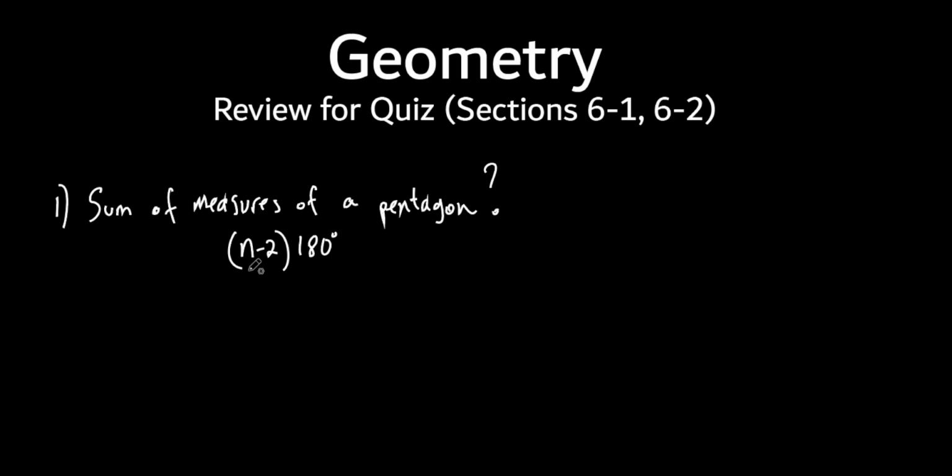What does the N represent? How many sides you have. So how many sides does a pentagon have? 5. So you go 5 minus 2 times 180. That's 3 times 180, and what is that? 540. Is that right? Yeah, that's what I said.